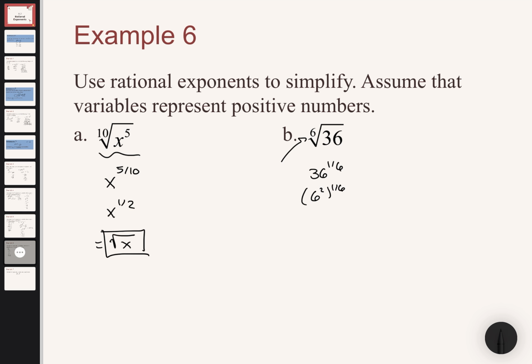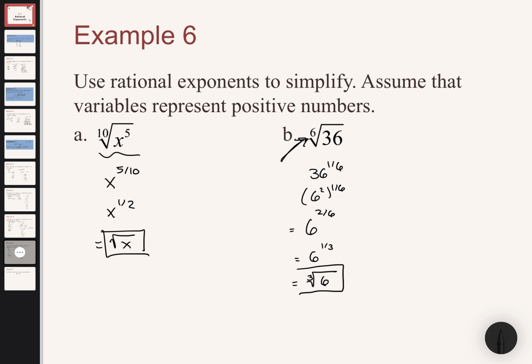Okay, well, I know that if I'm raising to a power, then raising to another power, I would multiply those. So 6 to the 2/6. I can simplify that and get 6 to the 1/3, which I can rewrite as the cube root of 6. So for this one, we're just rewriting it. I'm simplifying it by decreasing this index value.